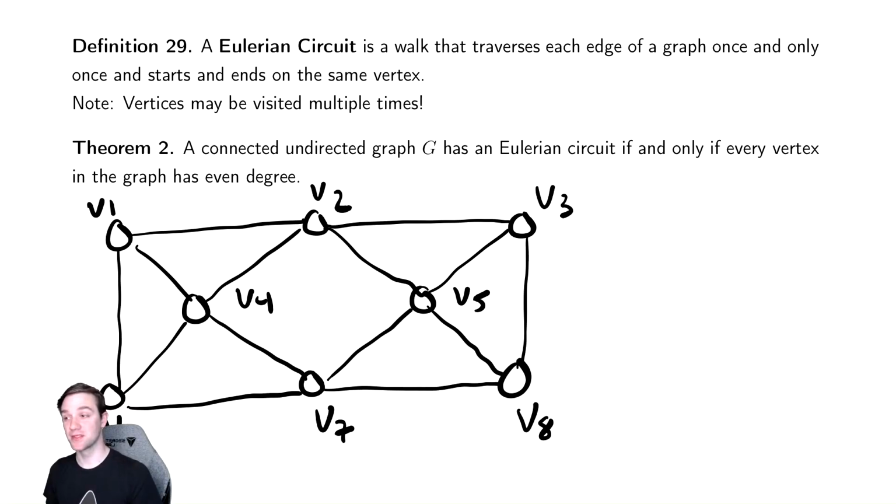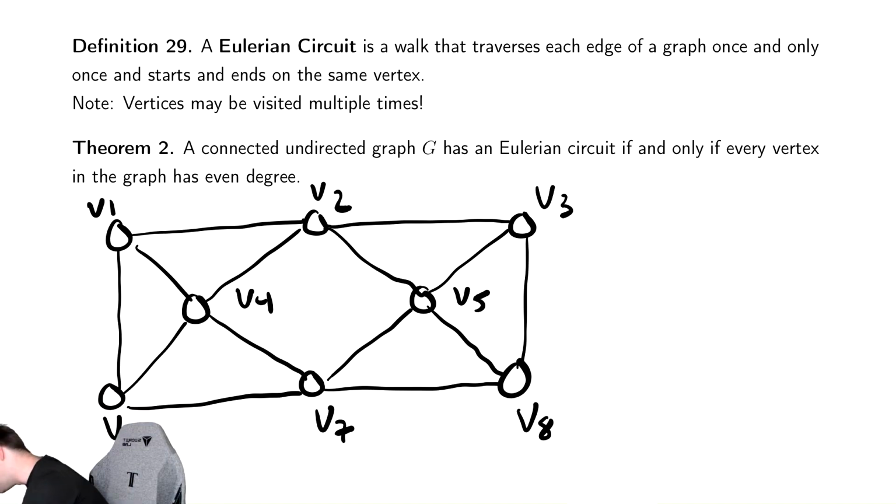For our next topic of discussion, we're going to talk about what's called an Eulerian circuit. This is a walk around the graph, which traverses each edge of the graph once and only once. So let's see if we can try to find one of these within this graph. We will start at V1, and we're going to try to go over every single edge.